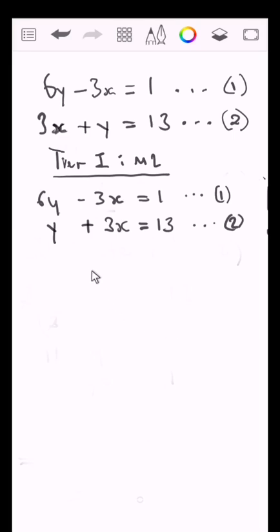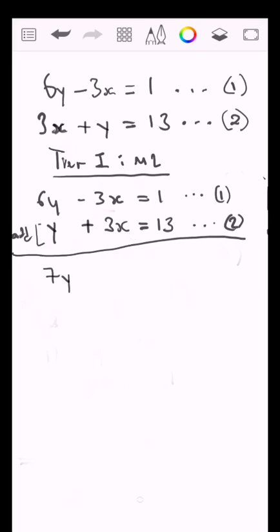But how then are we going to eliminate x? We have minus 3x plus 3x. We are going to add. So it's add, put a bracket, then draw a line. What are we adding? We are adding what we have on the top to what we have on the bottom. So 6y plus y, that's 7y. Then minus 3x plus 3x, we are going to get 0.